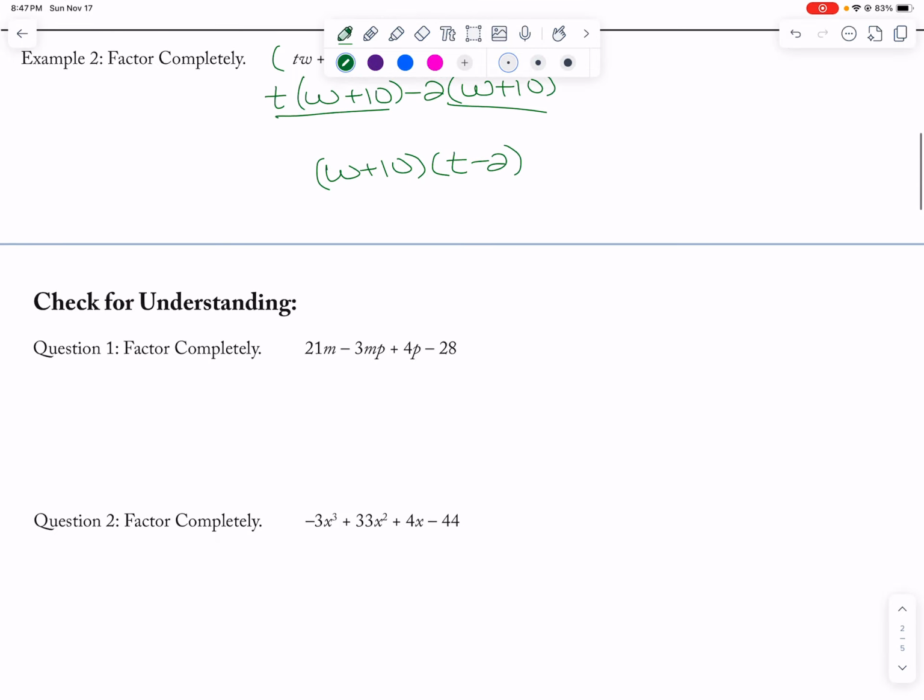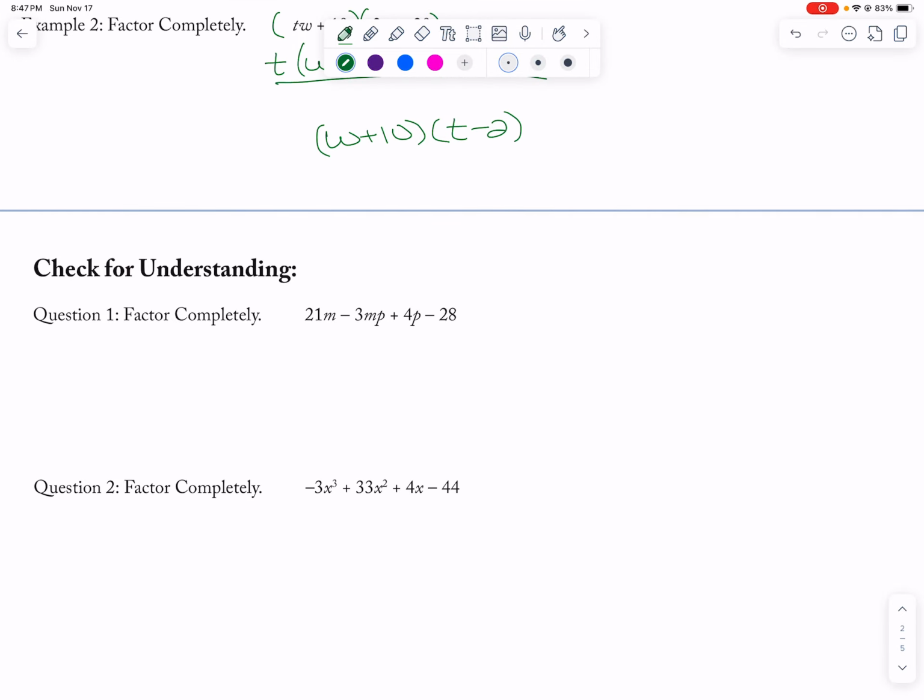Okay, so now I have my check for understanding. What you're going to want to do is pause the video, try both of these questions, and then unpause the video and see if you got the same answer as me. Okay, so go ahead and pause the video. All right, so now when you come back, let's see if you got the same answer as me.